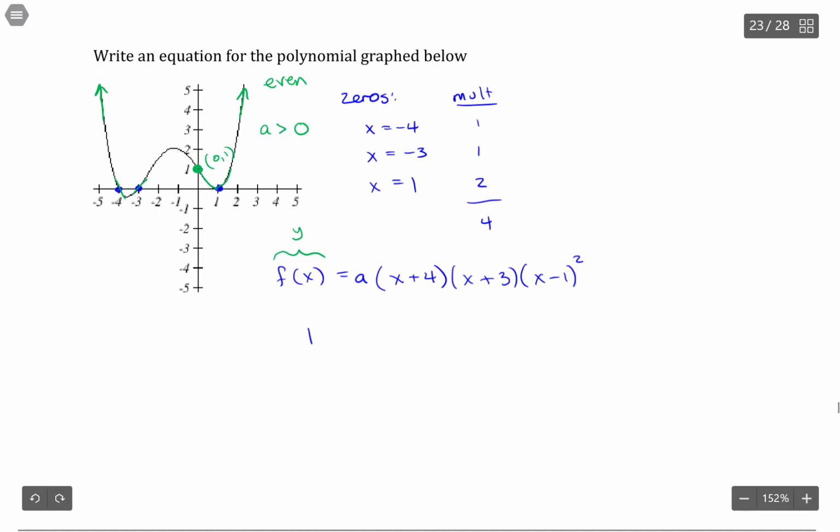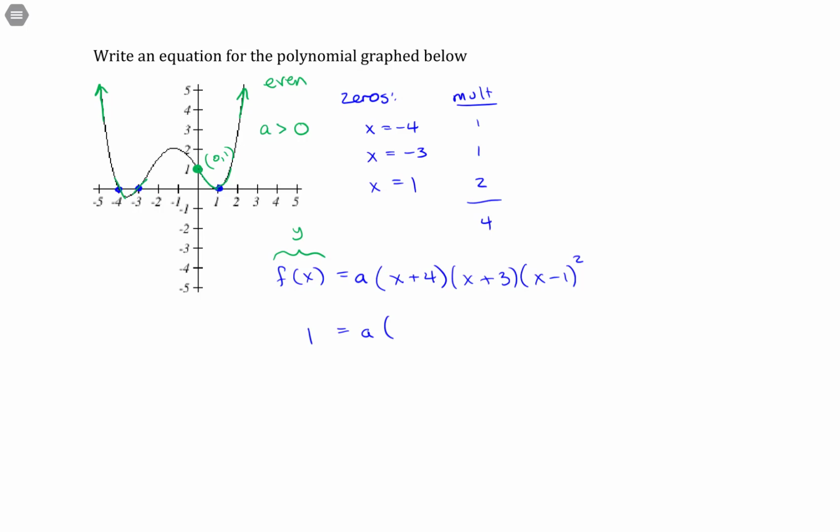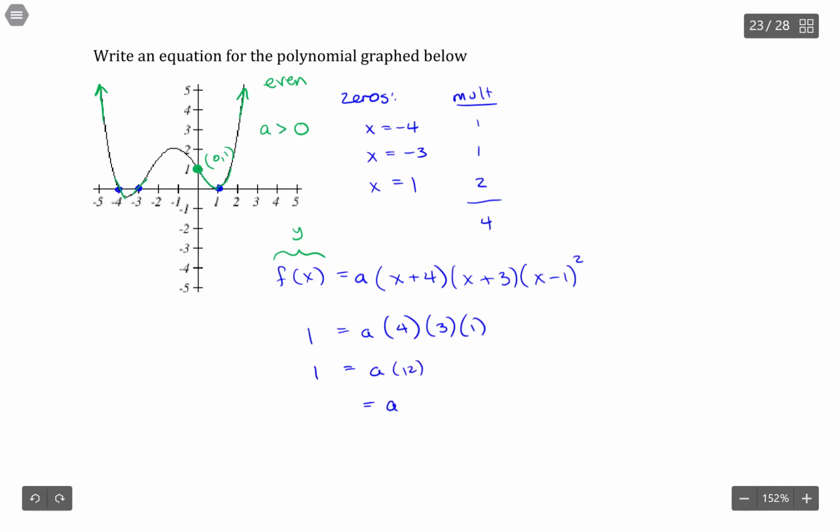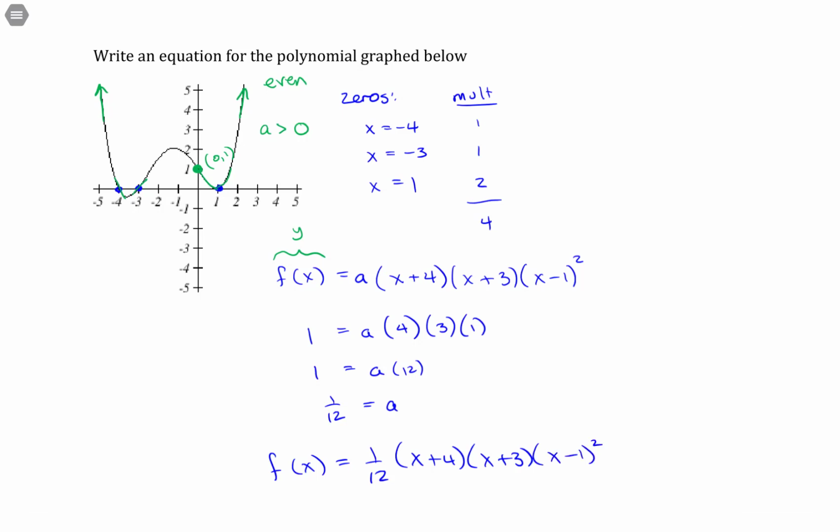So we'll say this is 1 equals a times, the x-coordinate of this point is 0, so 0 plus 4 is 4, 0 plus 3 is 3, 0 minus 1 is -1, but when we square that it becomes +1. So essentially I have 1 equals a times 12, or my leading term coefficient is 1/12. So that means my polynomial will look like 1/12 of x plus 4 times x plus 3 times x minus 1 quantity squared. And that there is the exact polynomial that will produce this particular graph.